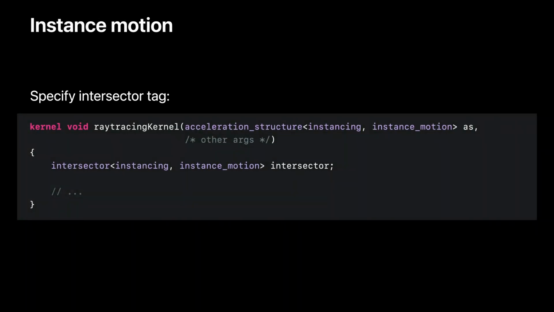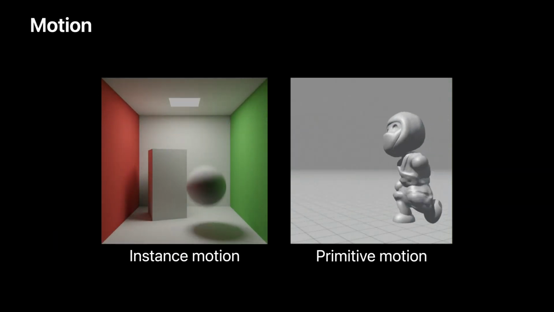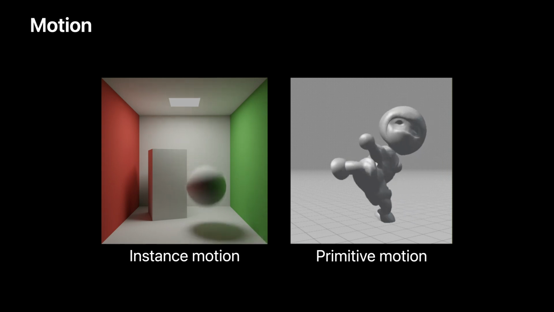We only need to make one change in the shading language, which is to specify the instance motion tag. This tells the intersector to expect an acceleration structure with instance motion. And that's all we need to do to set up instance motion.